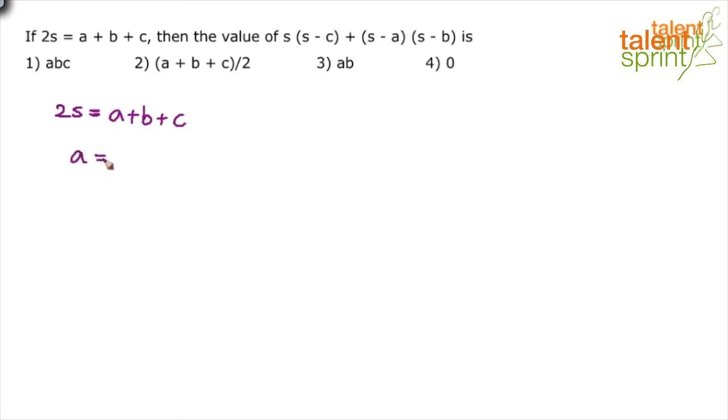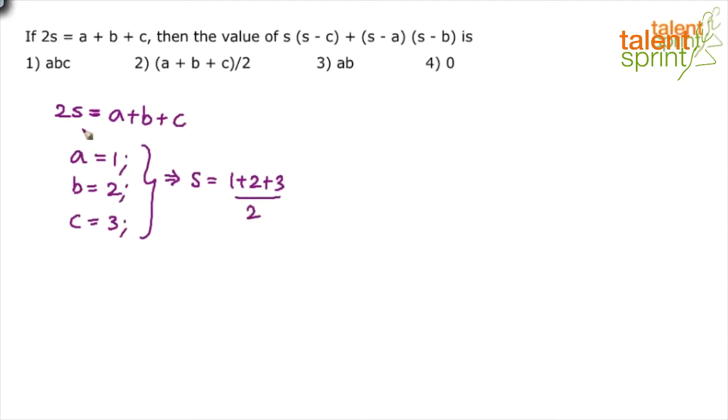Let us assume A is equal to 1, B equals 2, and C equals 3. This is an assumption, right? So from this, what will be the value of S? S will come out to be (1 plus 2 plus 3) by 2, right? See, 2S was A plus B plus C, so S will be (A plus B plus C) by 2. So 1 plus 2 plus 3 is 6, 6 by 2 is equal to 3. Implies S is equal to 3.